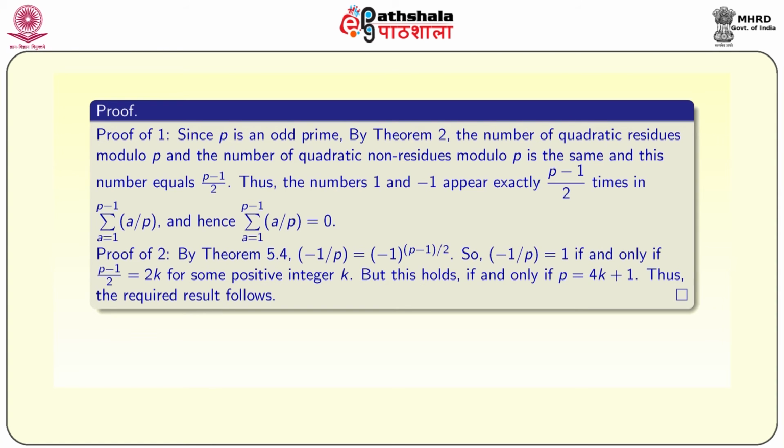Now, the proof of part 2. In the previous result we proved that (-1/p) is equal to (-1)^((p-1)/2). So obviously, when this (p-1)/2 becomes even, we get (-1/p) equal to 1, or -1 becomes a quadratic residue modulo p. We require that (p-1)/2 equal 2k. That is the same as p equal to 4k+1. Thus, this is an important thing: -1 is a quadratic residue modulo prime p if and only if p is of the form 4k+1.